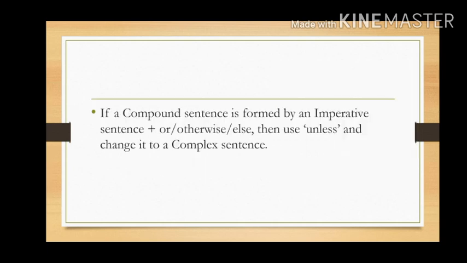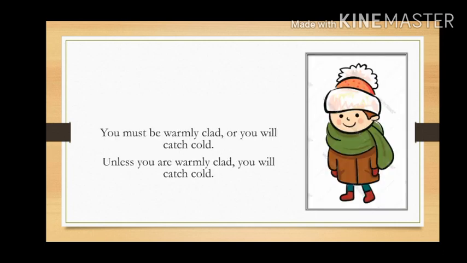Next is, if a compound sentence is formed by an imperative sentence plus or otherwise or else, then use unless and change it into a complex sentence. Example, you must be warmly clad or you will catch cold. Complex sentence will be like this. Start with unless. Unless you are warmly clad, you will catch cold.